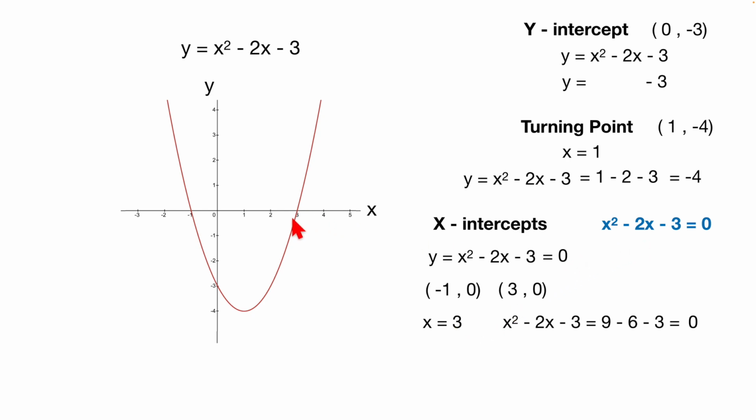And 3 comes from here. Minus 1 is a solution as well. x equals minus 1. That's the equation. x squared is 1. So minus 1 squared is positive 1. Minus 2x, minus 2 times minus 1, double negative gives us plus 2. Minus 3. That gives us 0. Am I saying that the solution to this can be found simply by reading 3 and minus 1 off this chart? Yes, I am. That's 2 marks as well.